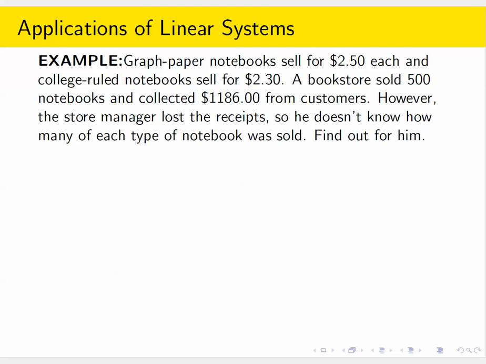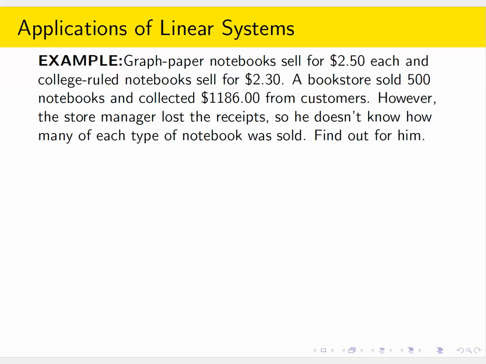So here's the problem. We have a bookstore that sells graph paper notebooks and college ruled notebooks for different prices, $2.50 for each graph paper notebook, $2.30 for each college ruled notebook. The bookstore knows that it sold 500 notebooks, and it knows that it collected $1,186, but it doesn't know how many of each type of notebook it sold, so it might not know how to reorder more notebooks to fill up its stock.